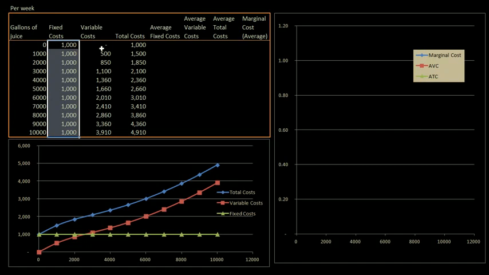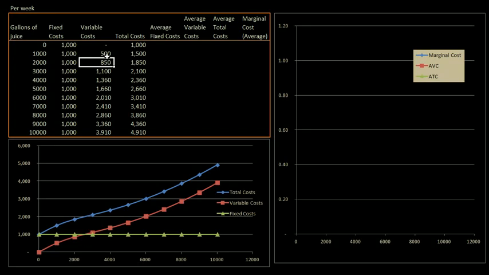Now my variable costs here, given the amount of juice I want to produce, this is going to be the cost of the oranges, and I guess we could also say the cost of transporting the oranges. And so we see here, obviously if we produce no oranges, we have no variable costs. If we produce 1,000 oranges, then our cost of the oranges and transporting them is $500. If we produce 2,000, it's $850.